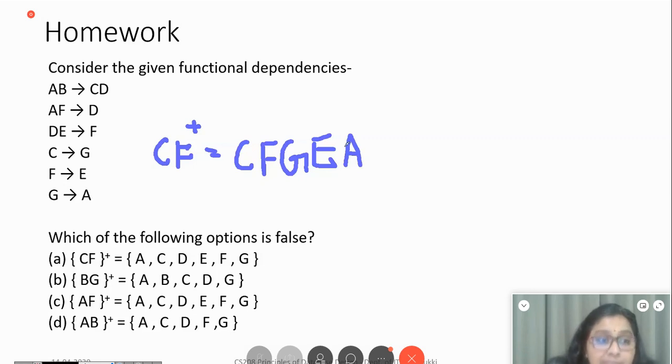No. AF, yes, because of this FD, AF determines D, so D also becomes a member. Then DE determines F, F is already a member, you don't have to include. I think that's it. So A, C, D, F, E, G. Okay, so this is true, isn't it? Option A is true. Similarly, find the attribute closure of BG, AF, and AB. One of these is false. Okay, so this is for homework.